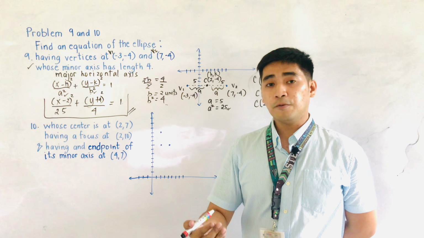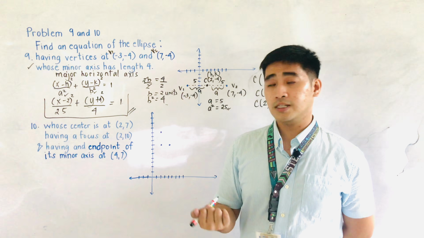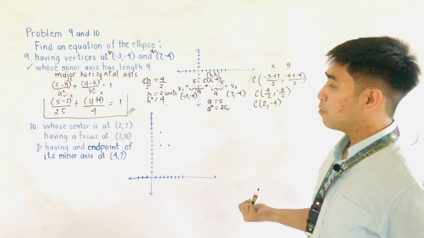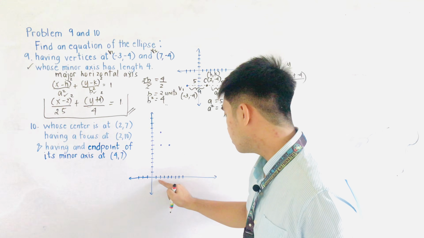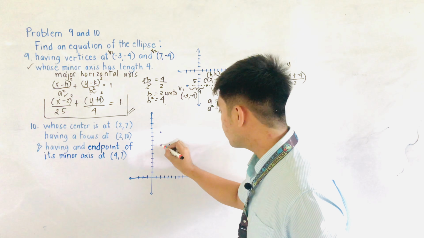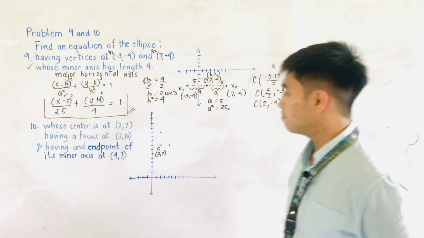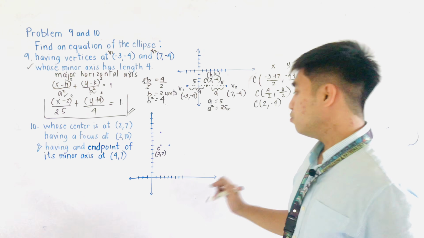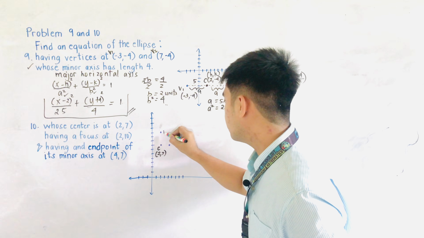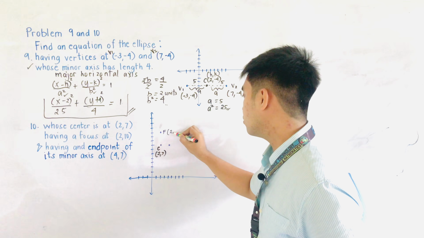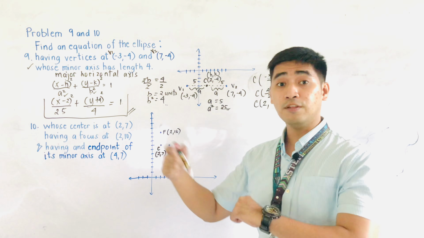We are given another problem, problem number 10. We are given different conditions this time. We'll now be having an ellipse whose center is at (2, 7). So this is the center, the location is positive 2 and 7. Focus at (2, 10), so this is the focus. It is located at (2, 10), so therefore, it is just one end of the foci.